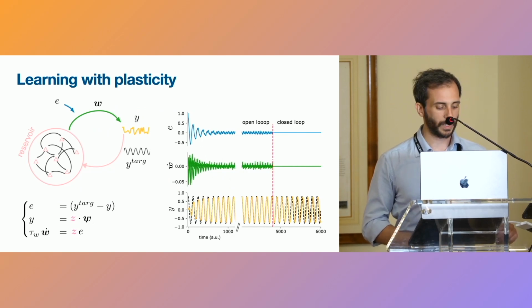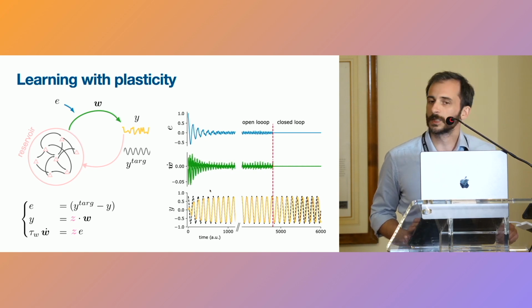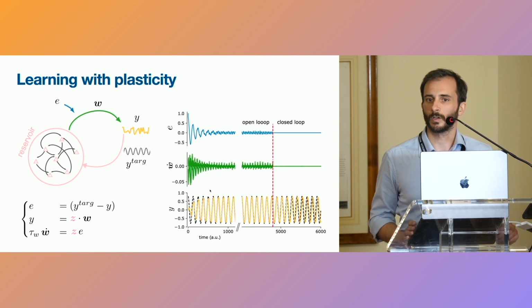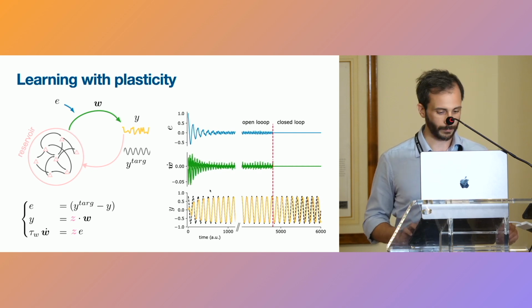And updating the weights, you can see that the result is that after some time, the output of the network gets closer and closer to the target output. So this is one way of thinking of learning: you update the weights, the parameters, with some plasticity rule, some learning rule.